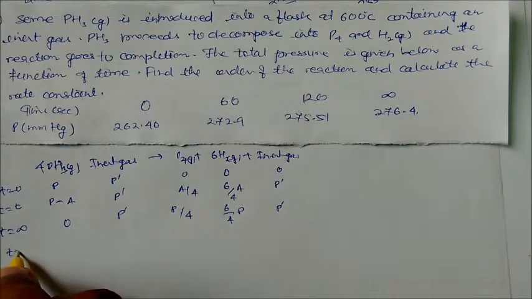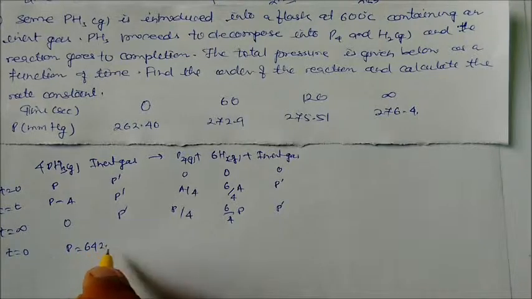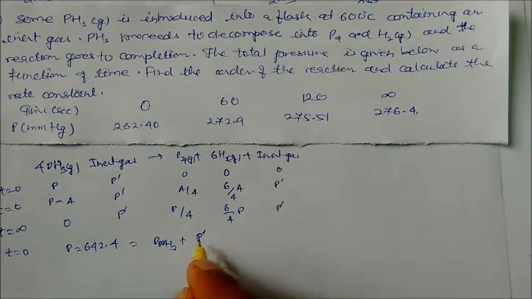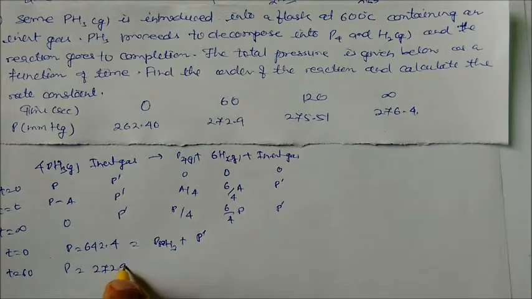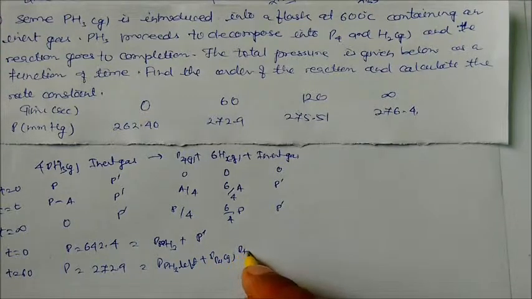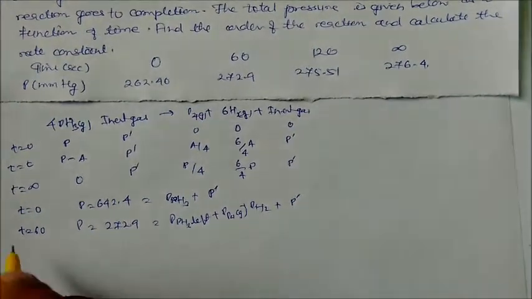Now again t is equal to 0, then P is equal to how much? P will be equal to 642.4. This is equal to P of phosphine gas plus this is the P dash. P dash means inert gas. Again, if you take t equal to 60, P equal to 272.9. This will equal to P phosphine left. This is equal to P of P4 gas plus P of hydrogen gas and P of inert gas. Okay, then again we have to take 4 values.